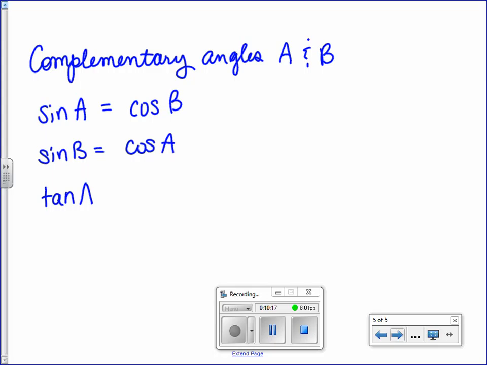The tangent of A equals what? Cotangent of B. And the tangent of B equals the cotangent of A. What about secant? Secant of A, what does it equal?